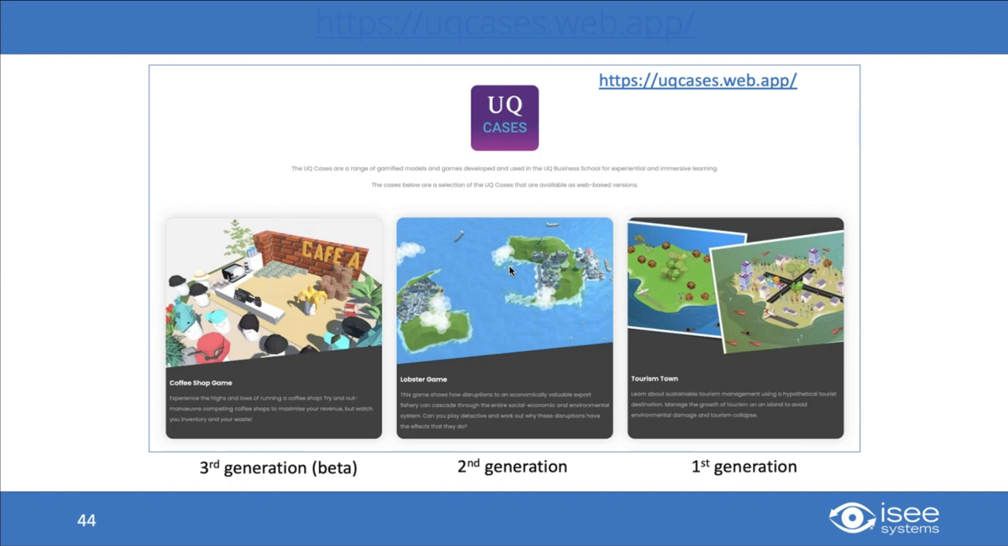But in terms of these games, these three are available now. For the other UQ cases, there is an idea to make them available through a browser, but that takes money and time, so I'm not sure how many more. Macquarie Island would probably be one that I would like to do, but I'm actually in the process of a bit of a redux for Macquarie Island, because we found in class this year that it didn't really hit the nail.